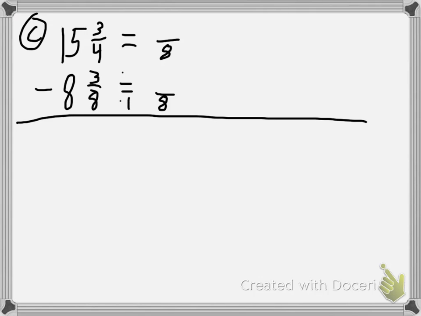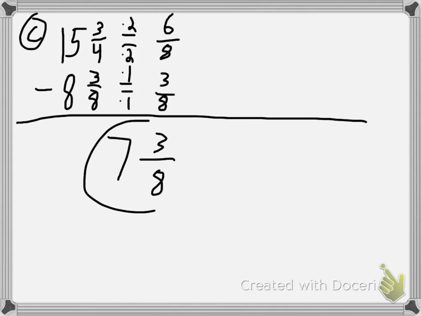8 times 1 is 8, so 3 times 1 is 3, so 3/8 is 3/8. 4 times 2 is 8, so 3 times 2 is 6, 6/8. Now I can go ahead and subtract. 6 minus 3 is 3, so I have 3/8. And now I subtract my whole numbers. 15 minus 8 is 7. 7 3/8 is my answer.